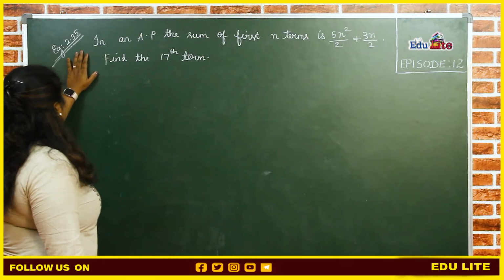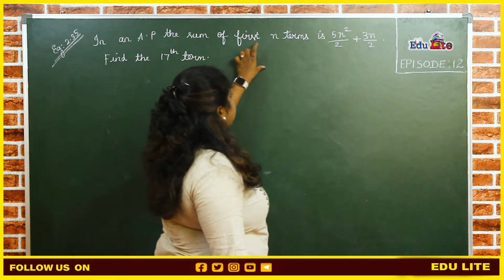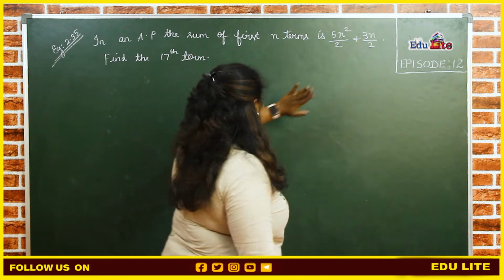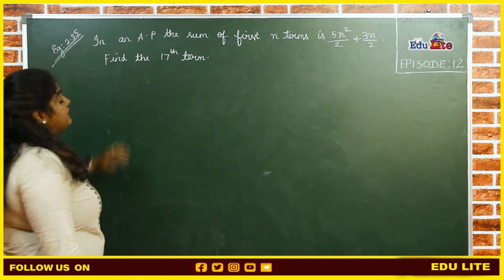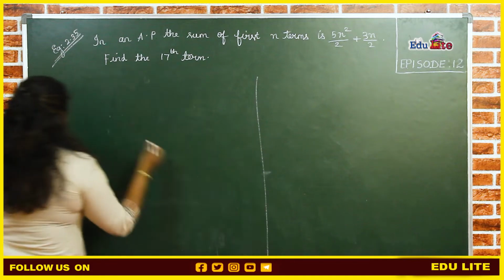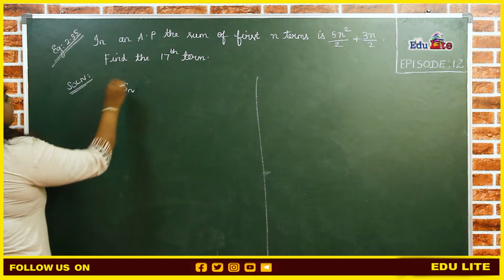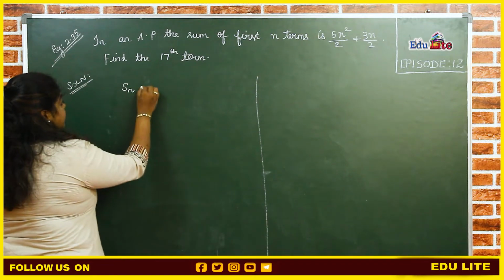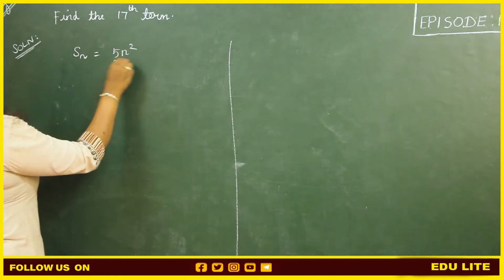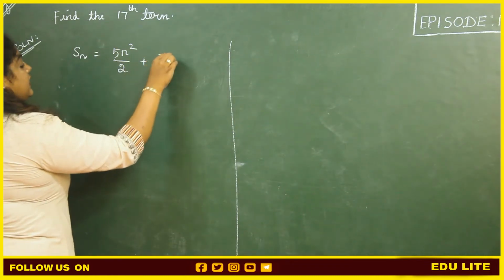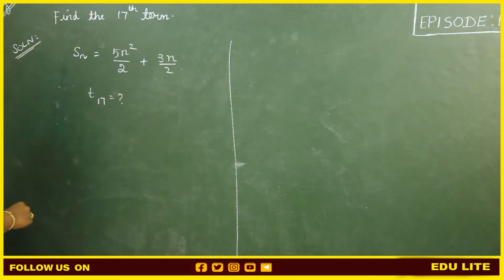In example 2.35, it is given that in an AP, the sum of first n terms is given, that is the Sn value is given. We need to find the value of the 17th term. So let us do so. We are given the sum of first n terms as Sn equals 5n squared by 2 plus 3n by 2. Next we need to find the 17th term, that is T17.